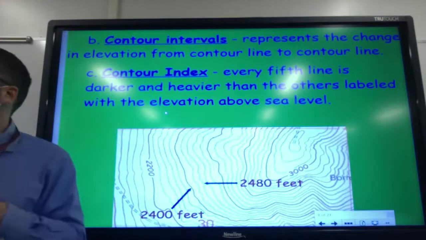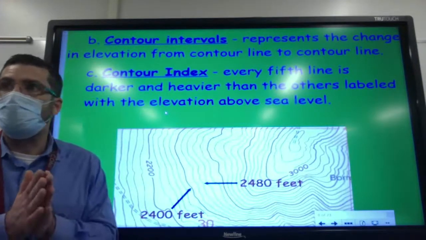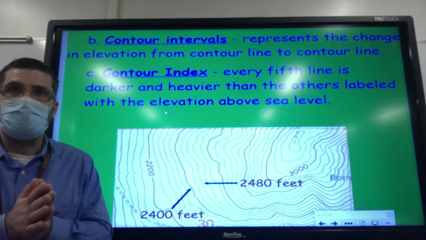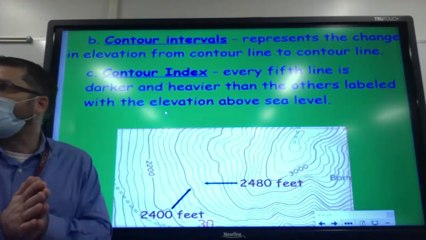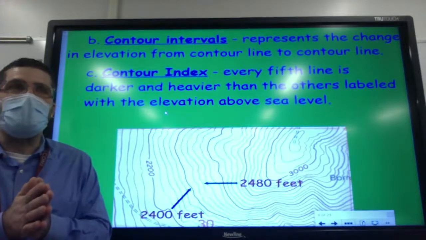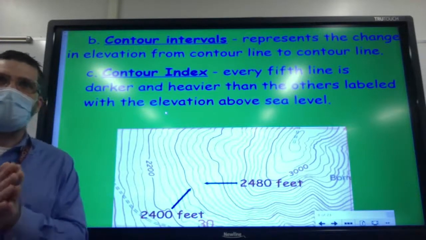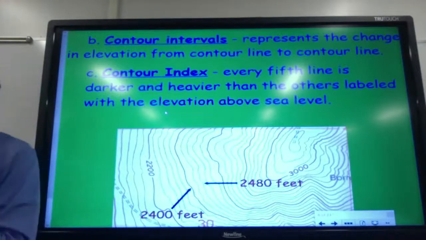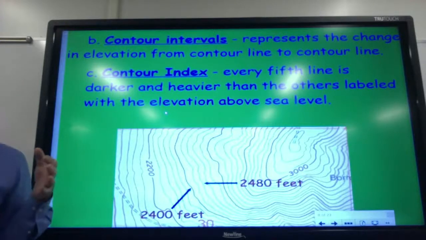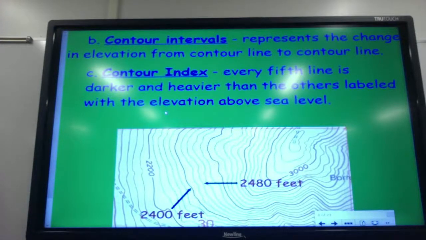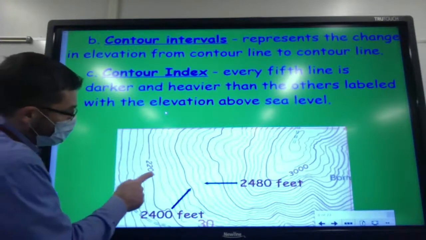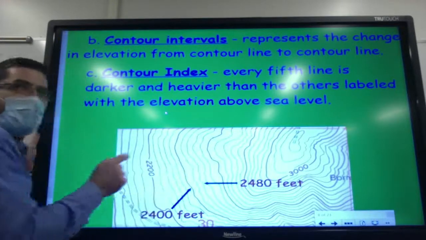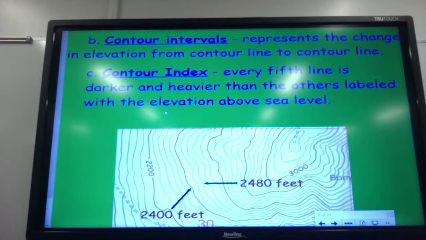So what I do is I take that 200 and I divide 5 into it. So what's 200 divided by 5? 40, thank you. So what you do is you now plug that in to see if it works. So 2,200, 2,240, 2,280, 2,320, 2,360, 2,400. So my contour interval for this map is 40 feet. Every line is worth 40 feet.